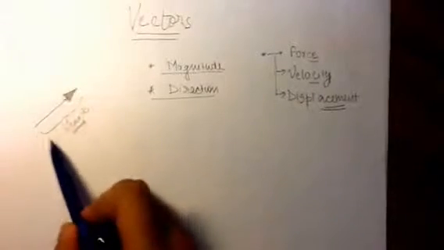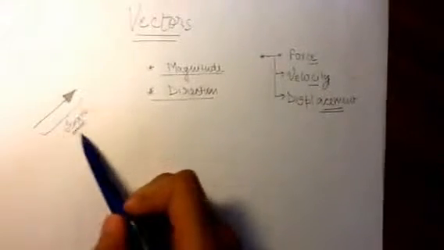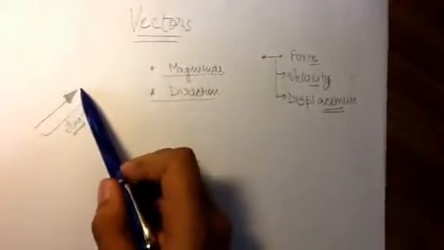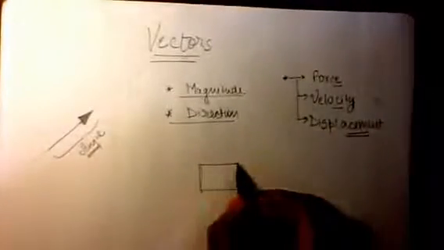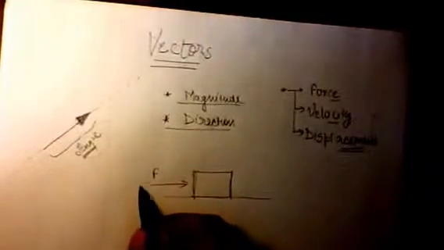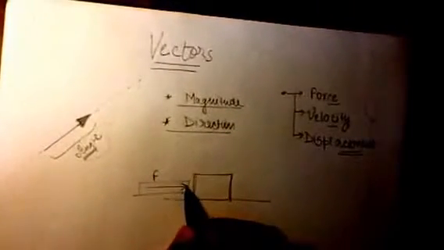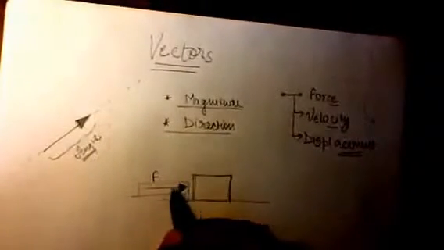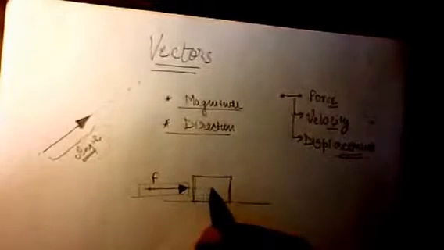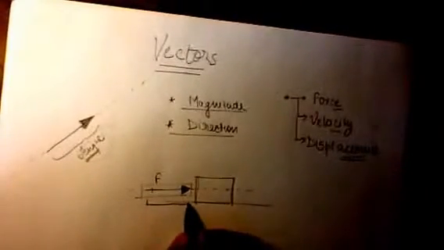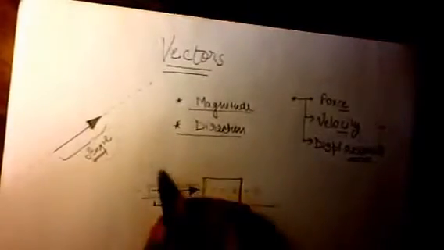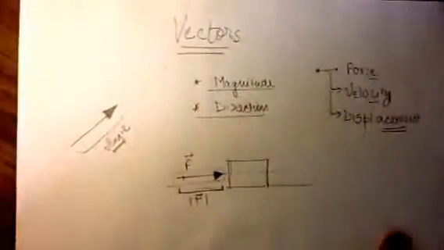Vectors are represented, as I already said, by an arrow, and an arrow with the length that is specified gives us the magnitude. The direction of the arrow points to the direction in which the vector is oriented. For example, if a body is kept on a table and we apply a force in this direction, this, my friends, is a vector. It is represented in this manner: the head pointing towards the direction, and this specific length gives us the magnitude of force. Okay, so this was about vectors.